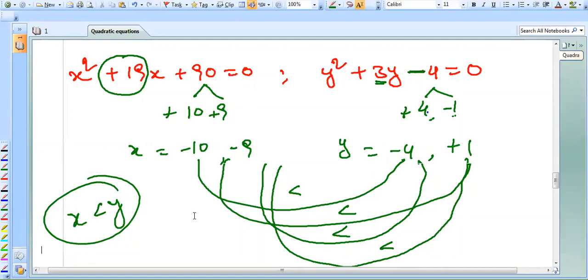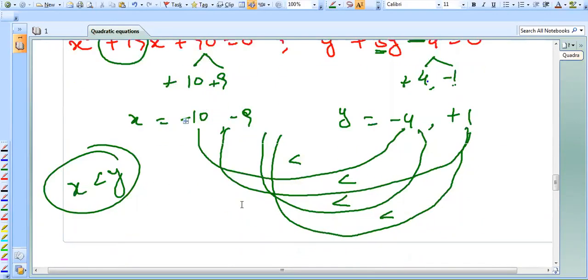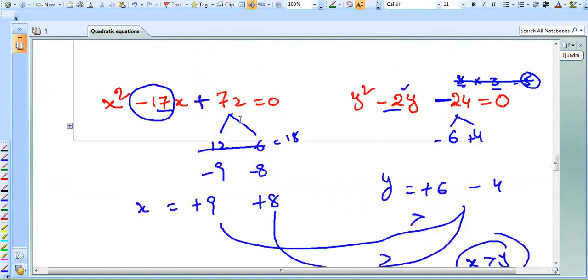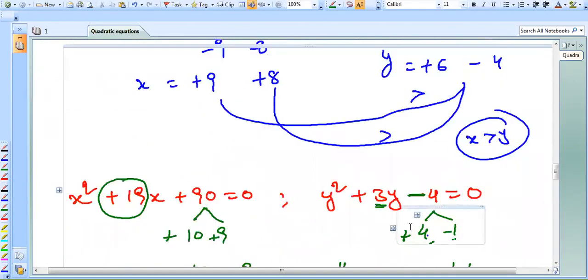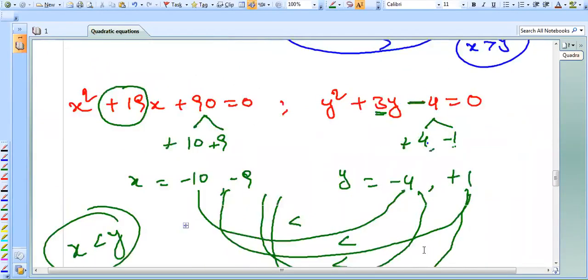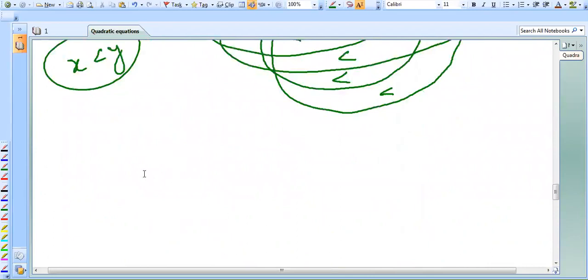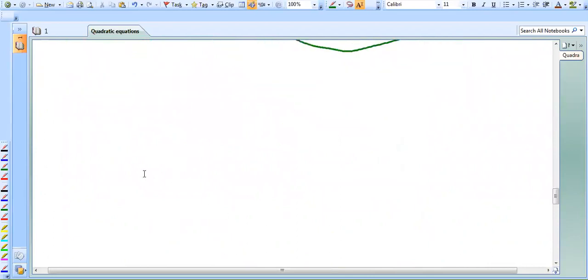Some students will think like this. Sir, we got x square and here like this. This is plus value and this is minus value. That's why x greater than y, sir. Then here also plus values only. Here minus value only. But here it is x less than y. So why is it different? Because your thinking is wrong.